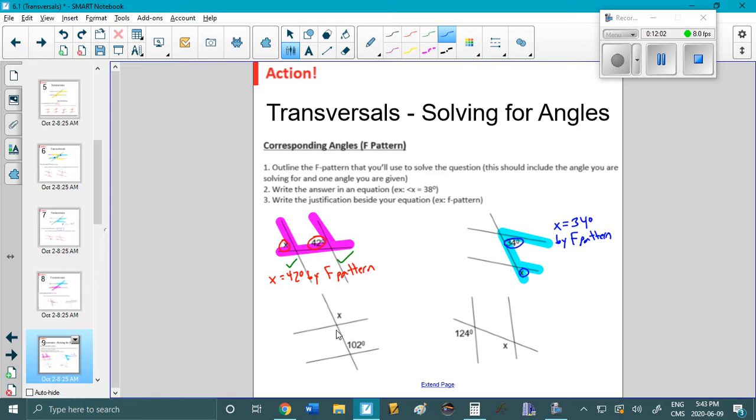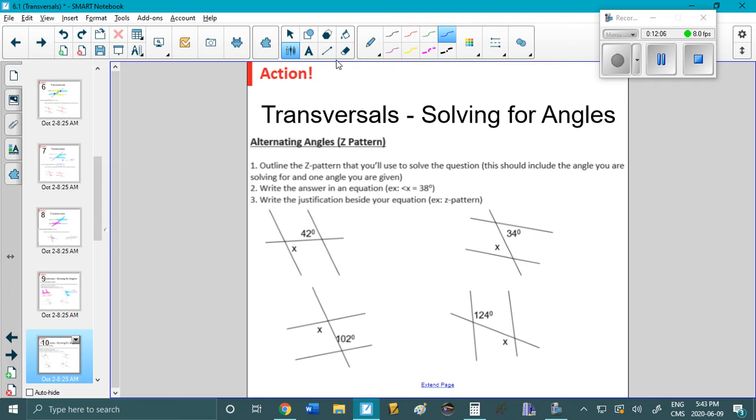Now I would like for you to do these 2. Okay, next we've got Z pattern. So when I give you questions for real, I won't tell you every time what everything is. But for now, we're just getting started here. So here I would say X equals 42 degrees by Z pattern. Because in a Z pattern, angles are equal.